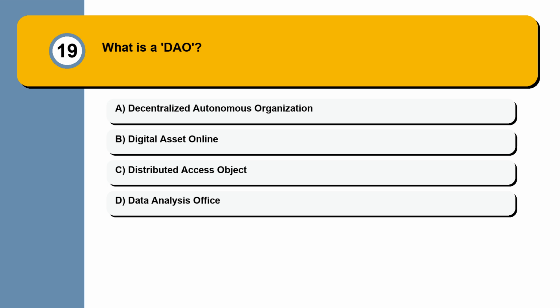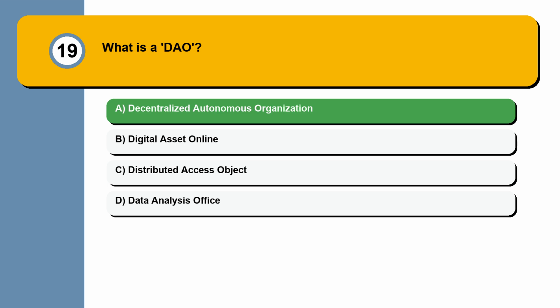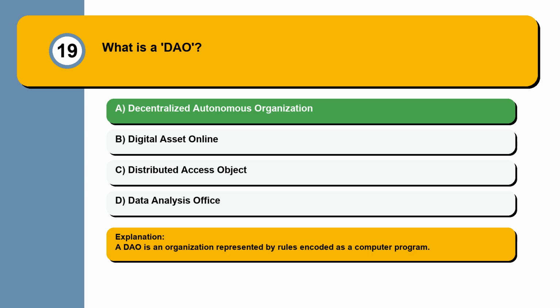Question 19. What is a DAO? Decentralized Autonomous Organization. Digital Asset Online. Distributed Access Object. Data Analysis Office. A DAO is an organization represented by rules encoded as a computer program.